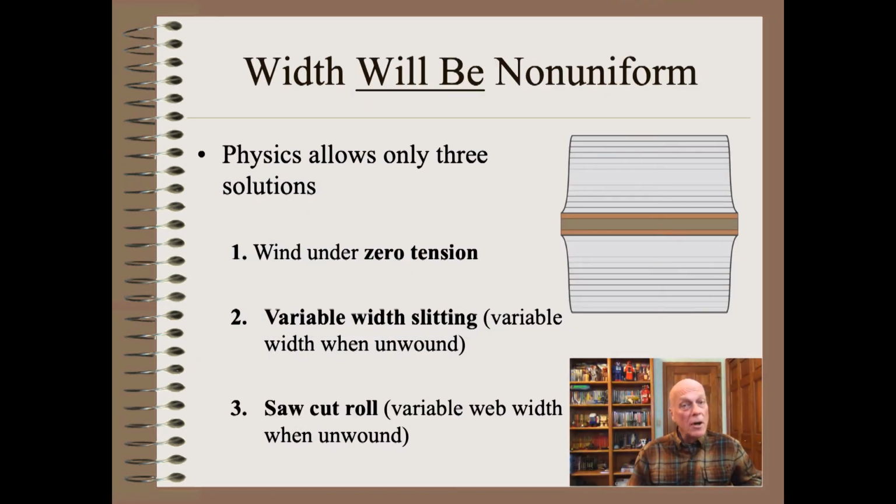So, if you know and understand the physics, you will know that physics only allows three solutions to perfectly flat roll ends. Wind under zero tension, variable width cutting, sawing the roll after winding. If you don't know and understand the physics, I will offer you some references shortly.